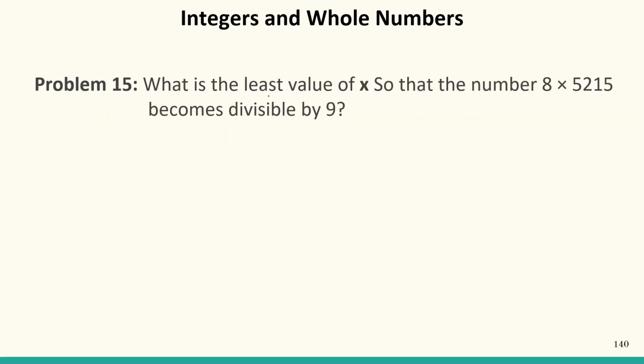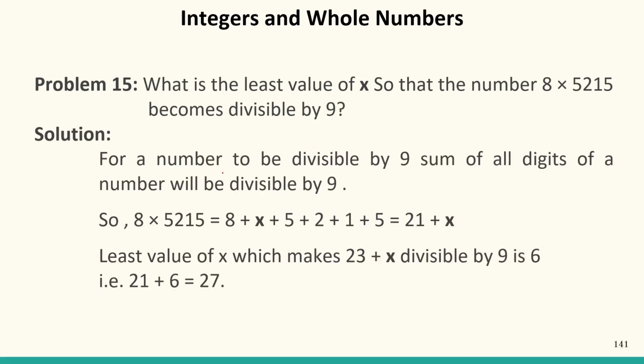What is the least value of x so that the number 8x5015 becomes divisible by 9? Okay. For a number to be divisible by 9, we want the sum of all the digits of the number. So we will sum all the digits and then divide by 9. If it is divisible, then the number is divisible. By doing this, it will be 21 plus x. So 21 plus 6 will be 27. That is actually divisible by 9.